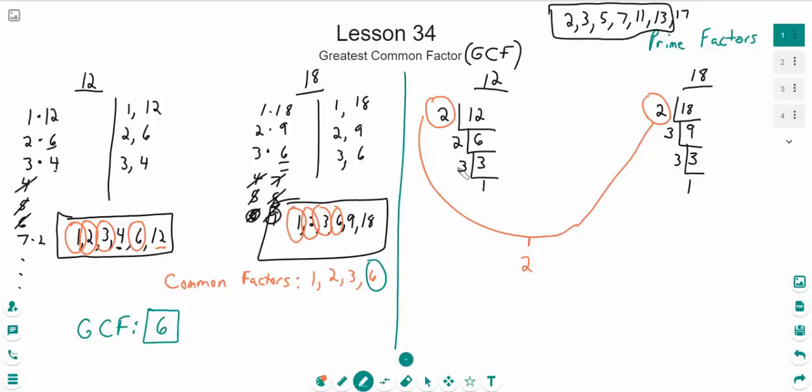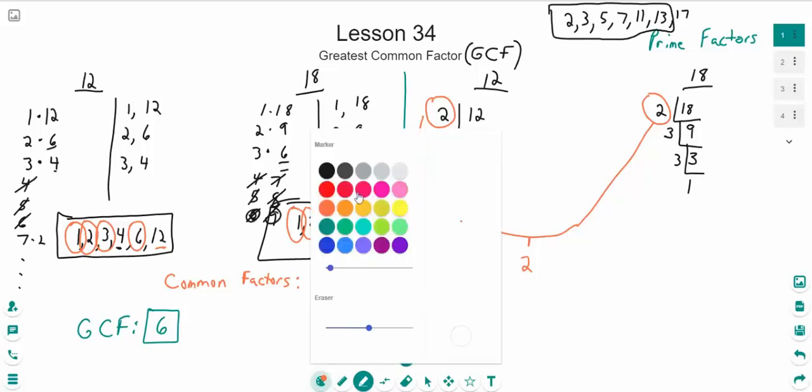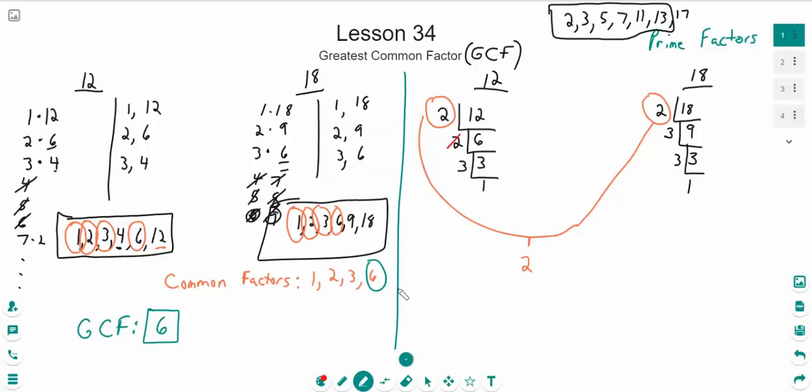Then we could keep going and say, okay, here's another 2. Is there another 2 over here? There's not. So I don't have another sock that I can combine with this one. So that means he is a no-go. He doesn't work for us. We can't use him to build our greatest common factor.